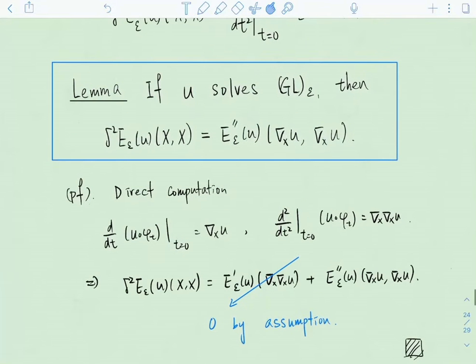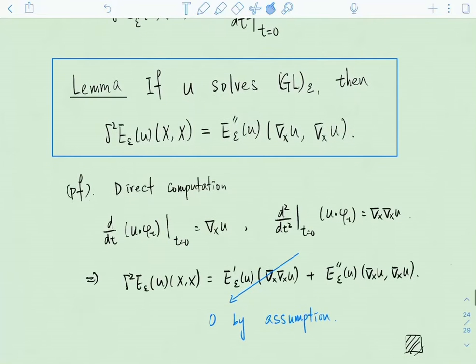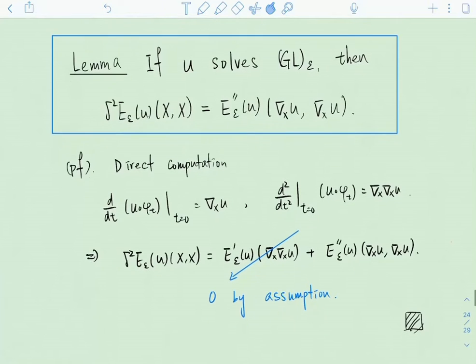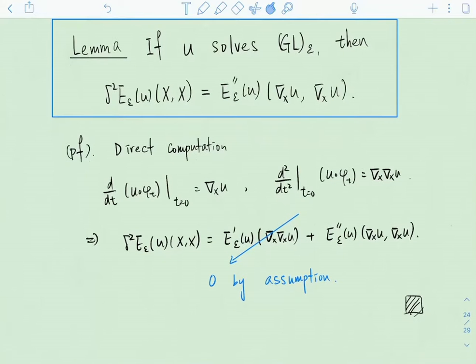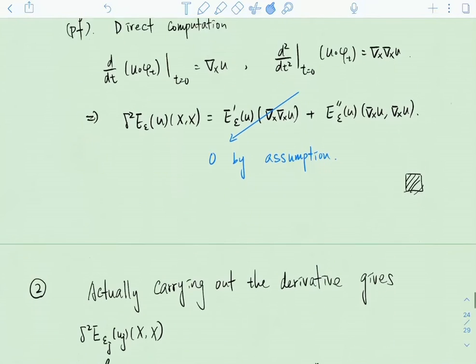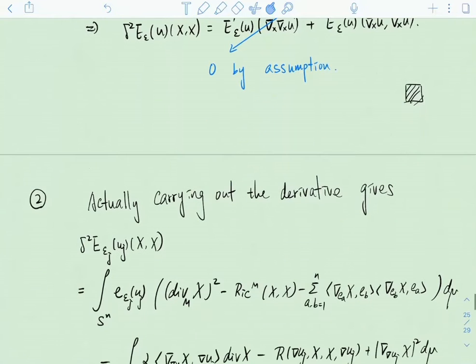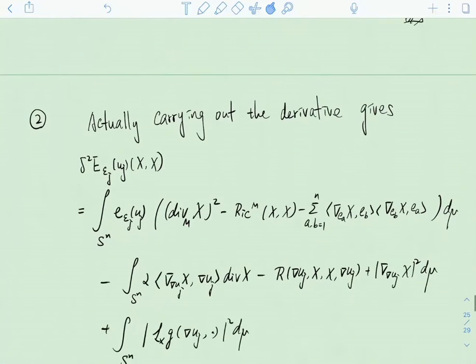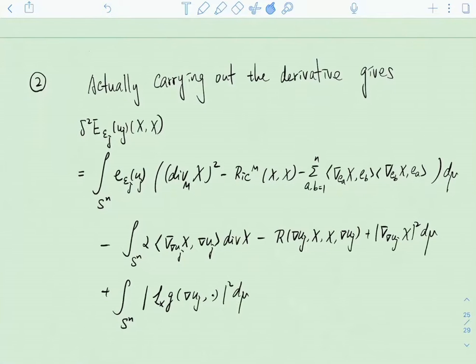And that's part 1. So we found a way to perform the variations so that vector fields show up in the second variation formula. Then we go to step 2. So we'll consider the second inner variation at u_j of E_epsilon_j, where u_j and epsilon_j are obtained by negating the statement of the theorem. Now, if you actually go to the definition and carry out the derivative, you get the following long formula.